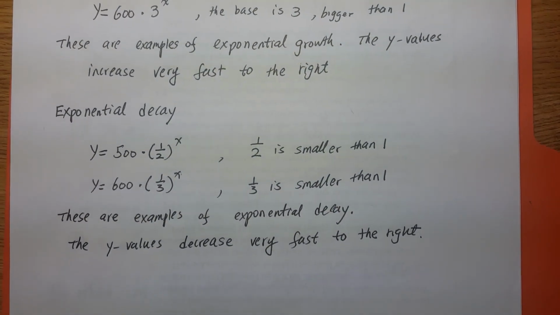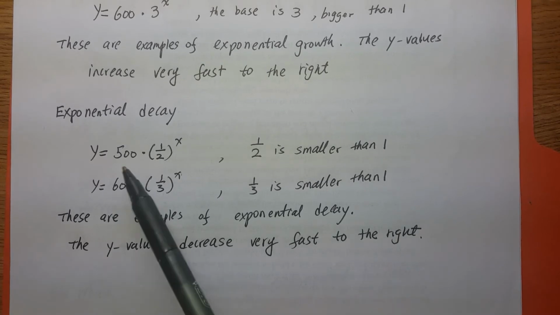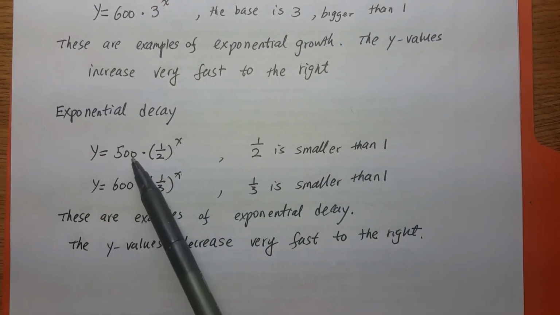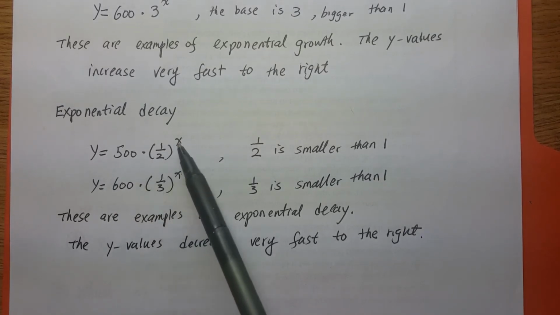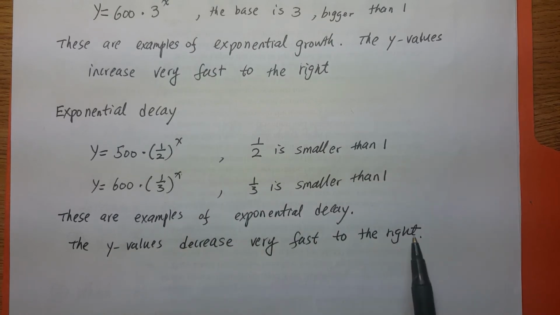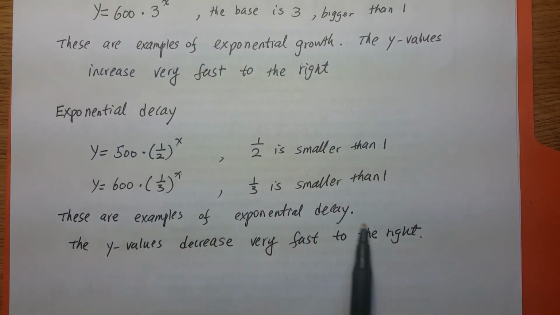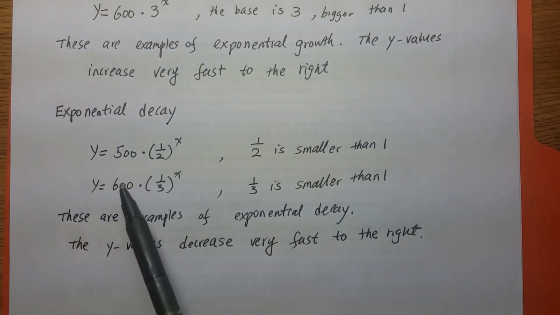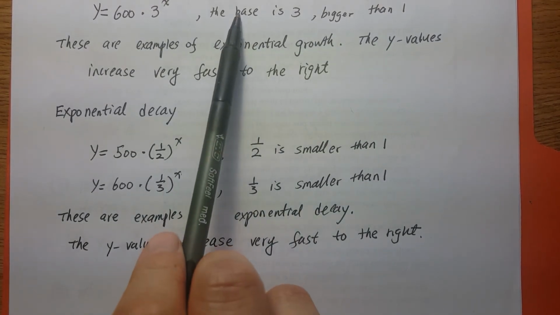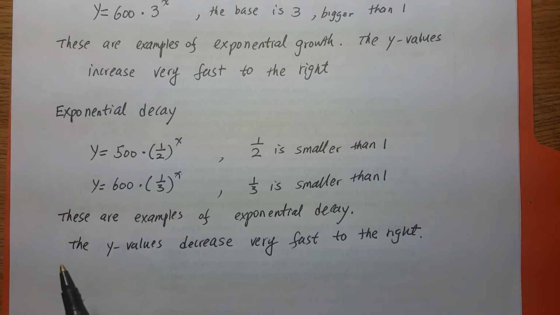Exponential decay. Decay, it means getting smaller. So definitely the base has to be smaller than 1. So for example, y equal to 500 times half to the x. Half is smaller than 1. So therefore, you can imagine the graph like this, getting smaller very fast. And then y equals 600 times 1/3 to the x. 1/3 is smaller than 1. So the graph is going to be like this. These are examples of exponential decay. The y value decreases very fast to the right.